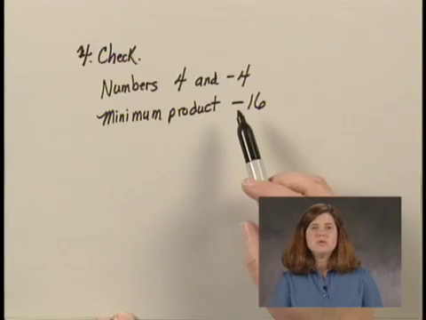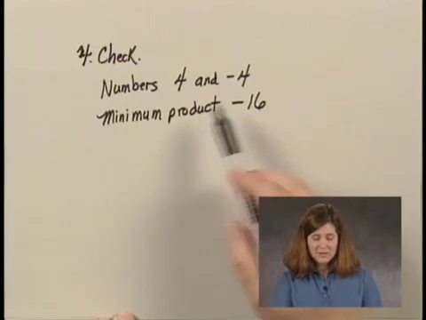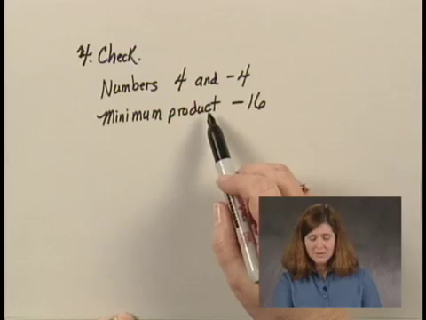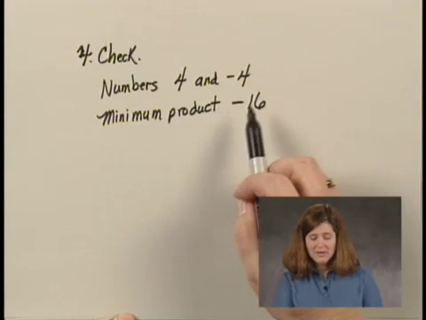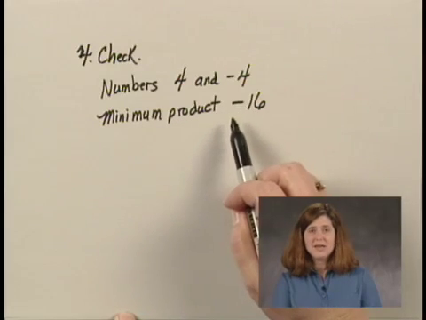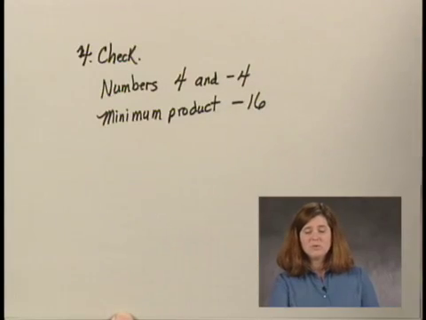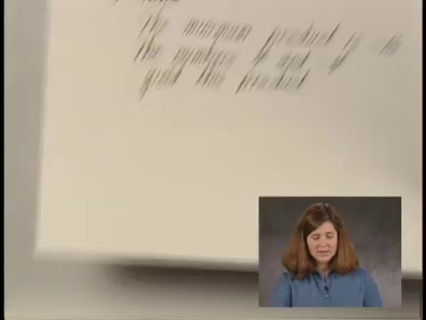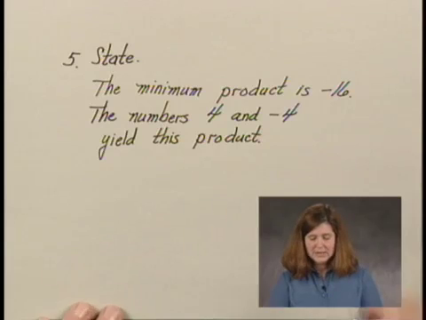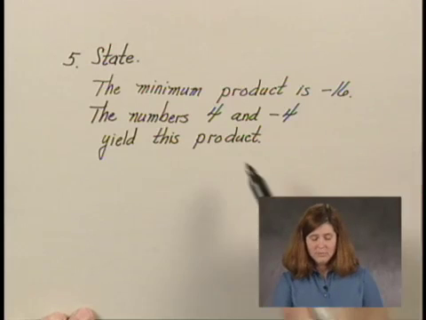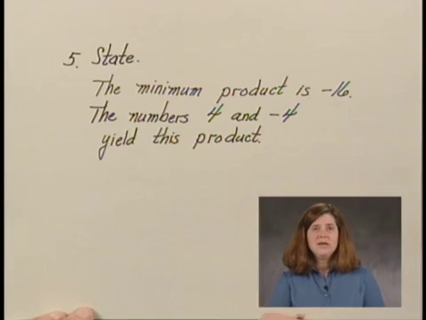No matter what numbers we try that have a difference of 8, we would find that none of them have a product that is less than negative 16. So this is the minimum product. These are the numbers we want. And we state the answer. The minimum product is negative 16. The numbers 4 and negative 4 yield this product.